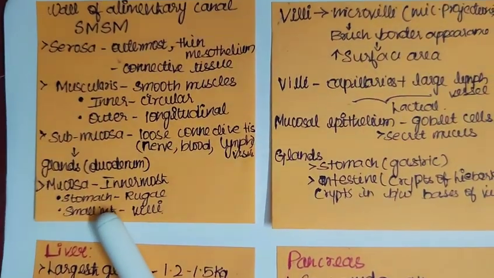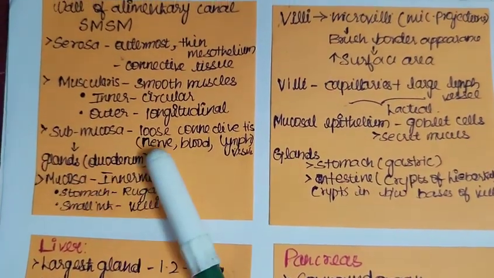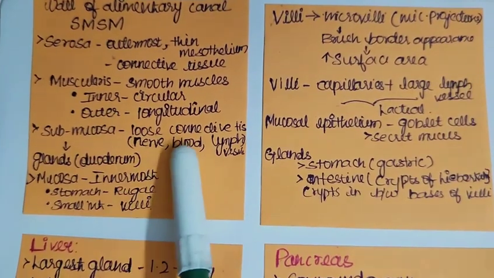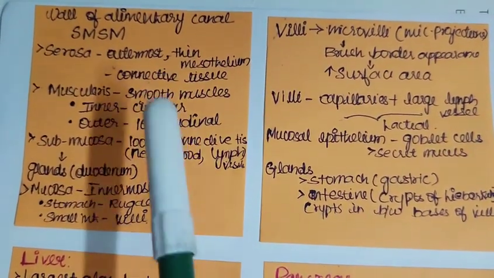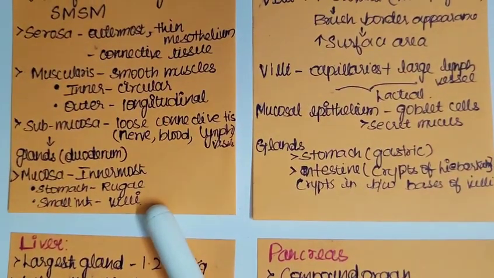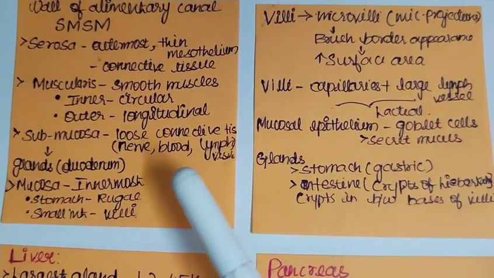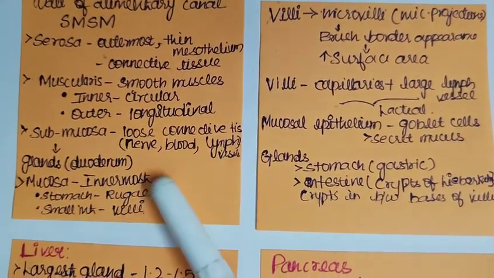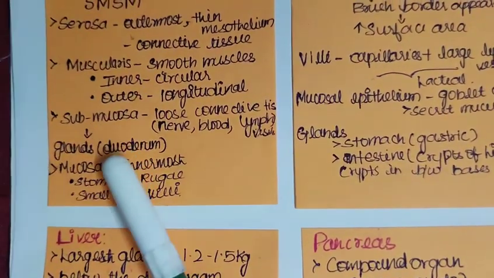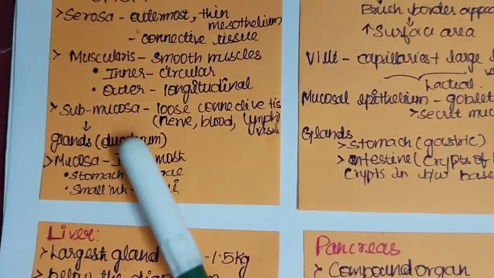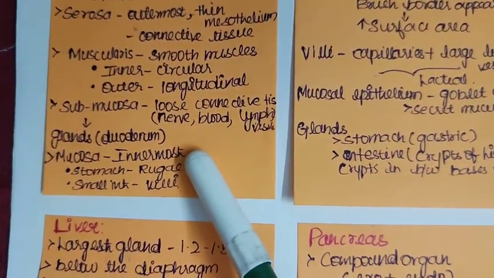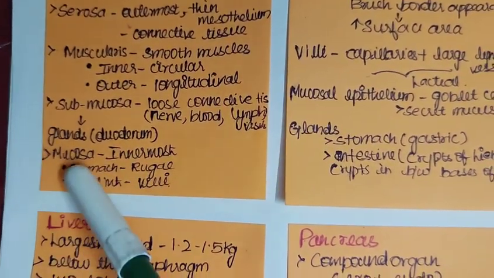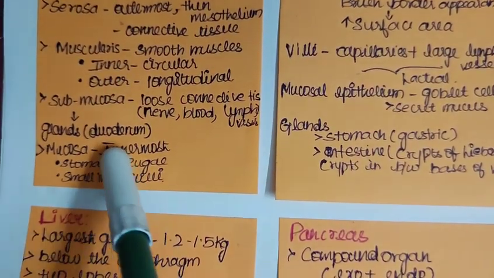The next part is submucosa. The submucosa layer is made up of loose connective tissue. Here serosa is of connective tissue and submucosa is the loose connective tissue, and it has nerve, blood and lymph vessels in it. Also, in some parts, the submucosal layer has glands, that is, in the duodenum there will be some glands present in the submucosal layer.